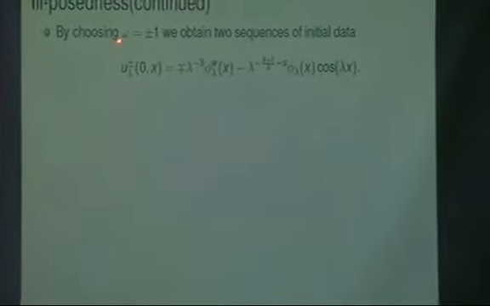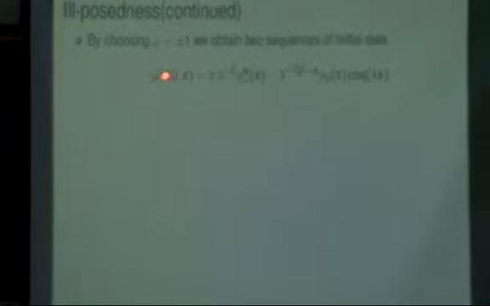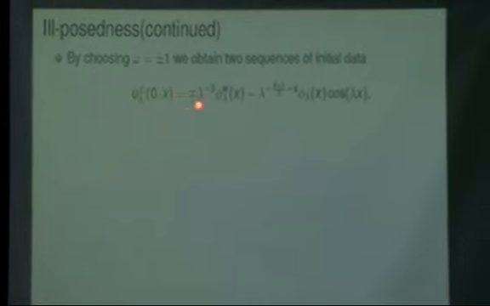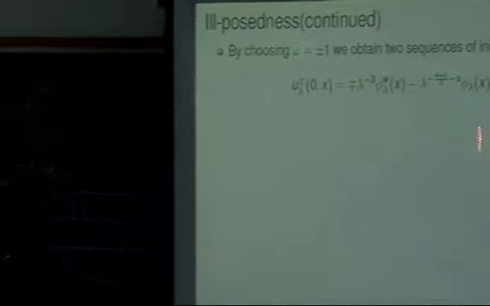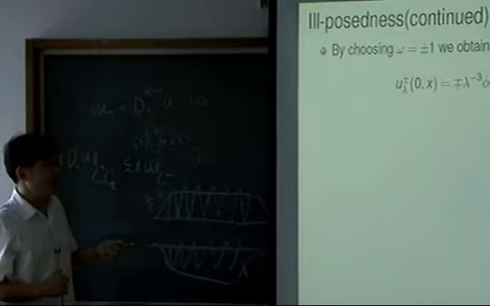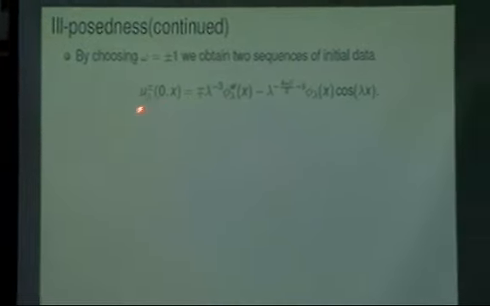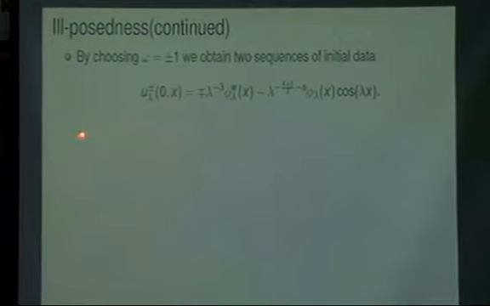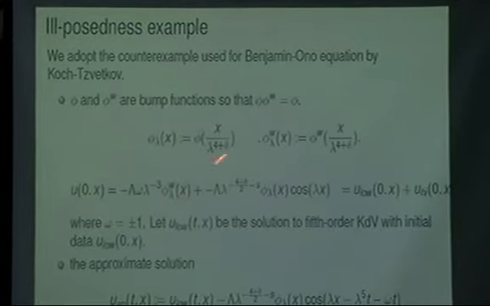So by choosing omega +1 or -1, we're going to have the two sequences of lambda. One is plus, one is minus, when the low frequency data is upward or downward. Then at time 0, the high frequency piece is the same. So the difference of the two sequences is the difference of the low frequency piece. And in the H^s norm, the low frequency piece is quite small.